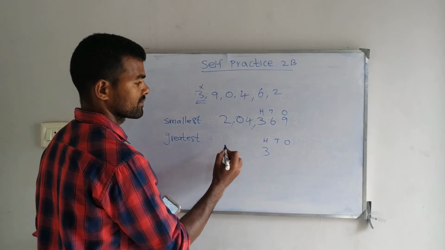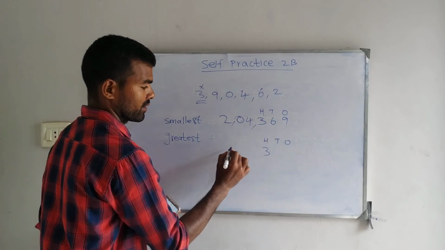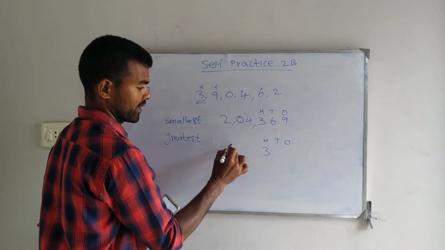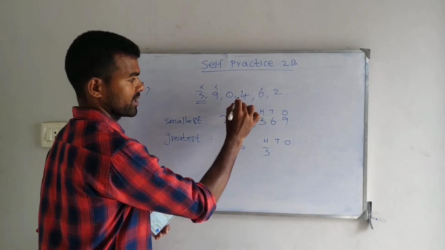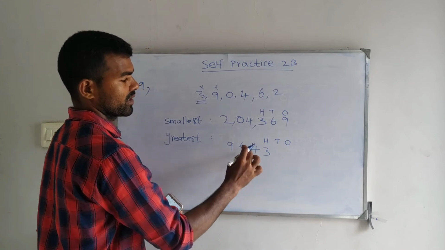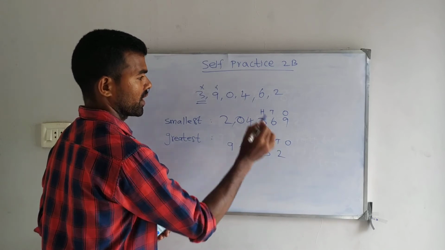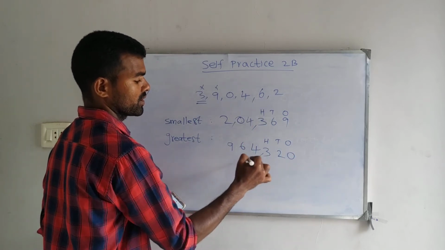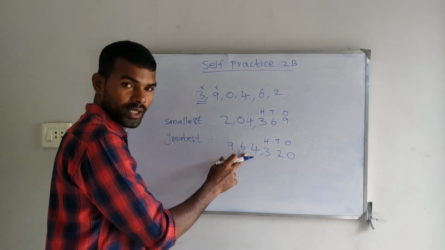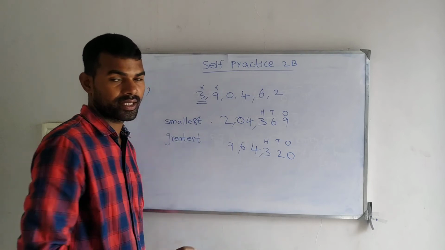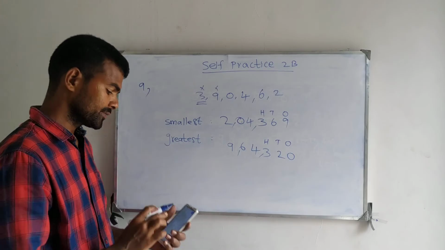First will come 9, because 9 is the greatest. Next after 9 is 6, after 6 next is 4. After that we have written 3. Next after 3 we have to write 2, and after 2 we have to write 0. So this is the greatest number. 9,64,320 is the answer. This is the smallest number, and this is the greatest number.